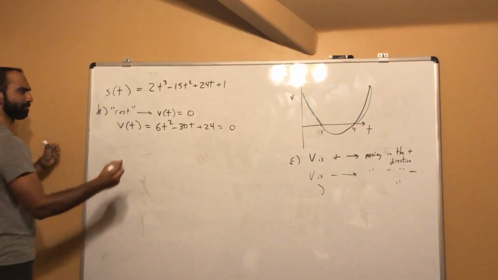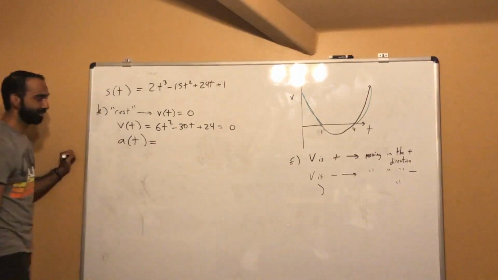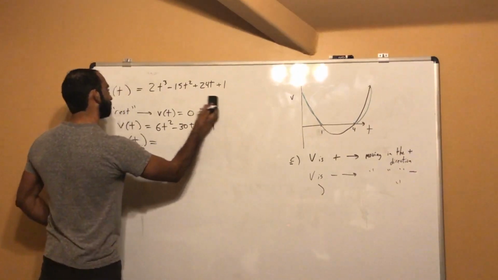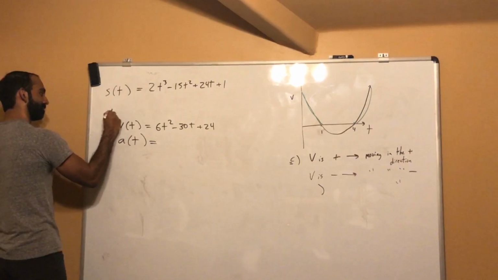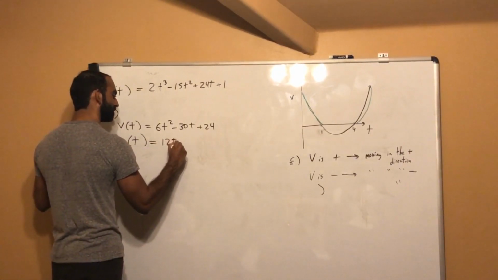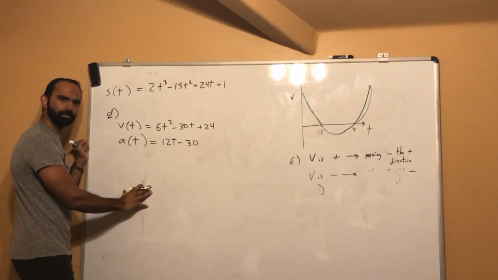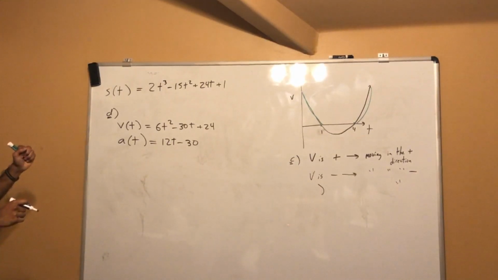What is my acceleration function? This is my velocity function. Okay, 12t minus 30. I want to know when this is 0, and when it's positive and negative.